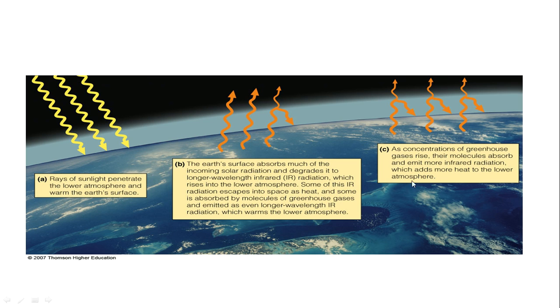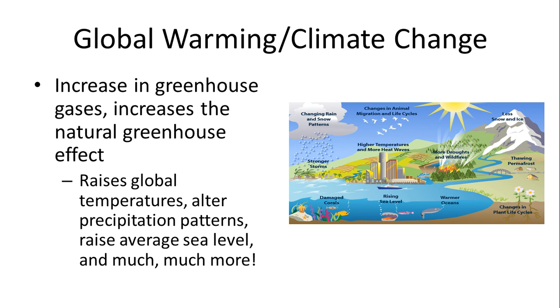Whereas over here, if you have an increase in the concentration of greenhouse gases, then what's happening is that not as much infrared or heat can escape the atmosphere, and instead more infrared is actually re-emitting down into our troposphere, warming it more than it should. And so that's where we get global warming or climate change.